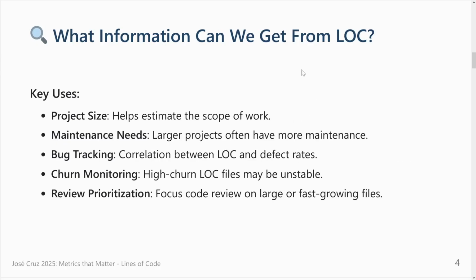What information can we get from lines of code? Project size, of course, and maintenance needs: bigger project, more maintenance. There are a lot of things that I will talk about, not on this slide. Bug tracking: correlation between lines of code and defect rates. Imagine that you can create a formula. You start to measure the growth of your project during development, and you find an average, say, every 1,000 lines, I have 5 or 6 bugs.